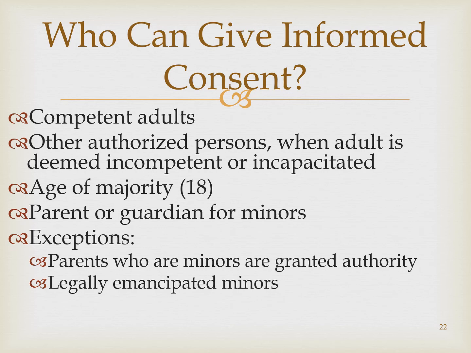So exceptions. Parents who are minors are granted authority. So you have two 17-year-olds or 16-year-olds that are married and they have a child, they have a family already, they are granted authorization to be able to sign their own paperwork. The other group is legally emancipated minors, minors who have gone to court and emancipated themselves from their parents. And if they're legally emancipated, then they may go ahead and sign their own papers.